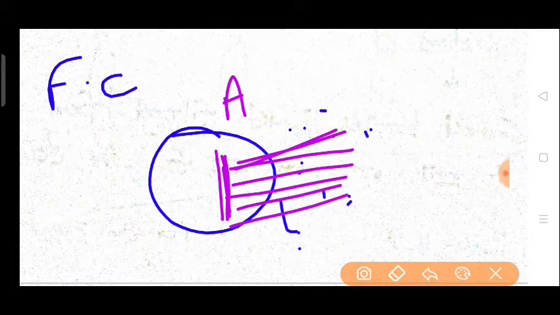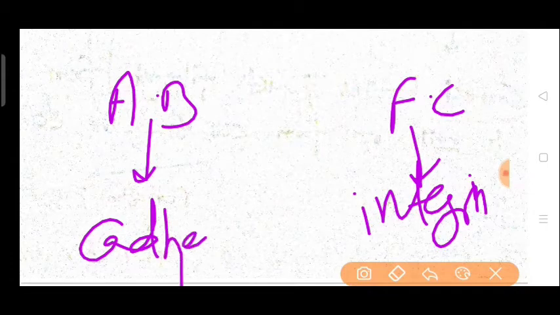This is the focal contact, or you can say adhesion plate. Okay, so it is simple as that. Don't get confused between these. Now another basic difference is that focal contact belongs to the integrin family, while the adhesion belt belongs to the cadherin family. Okay.